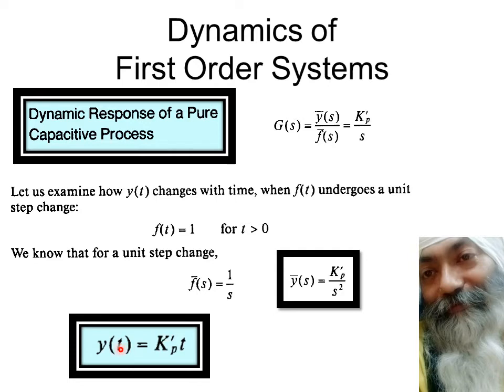It means that the output will continue to rise with t. At t equal to 0, output is equal to 0; at t equal to 1, output will be K'p; at t equal to 2, output will be 2 K'p; at t equal to 3, it will be 3 K'p. It's going to change linearly with time, and its slope will be given by K'p. It's a straight line with the slope K'p. That's what we can imagine its output graph to be as it changes with time. Let's see what's there in the next slide.